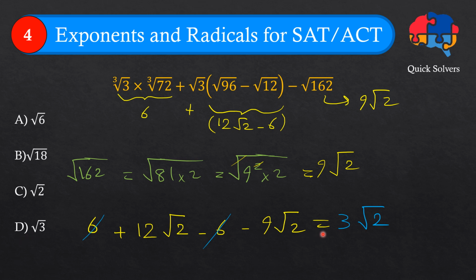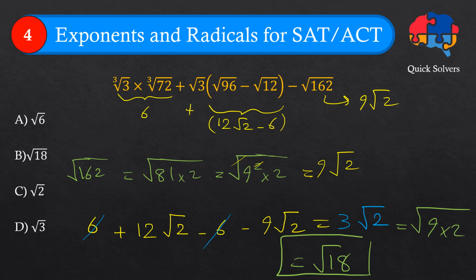Then maybe we should take this inside the square root. If I do that, then I need to raise its exponent to 2. Then this equals square root of 9 times 2, which is square root of 18. And this is the final answer. So square root of 18 is this.